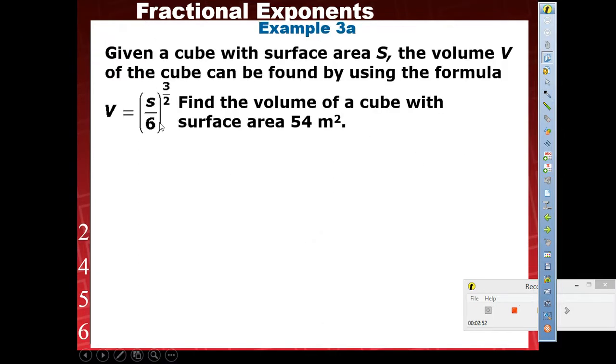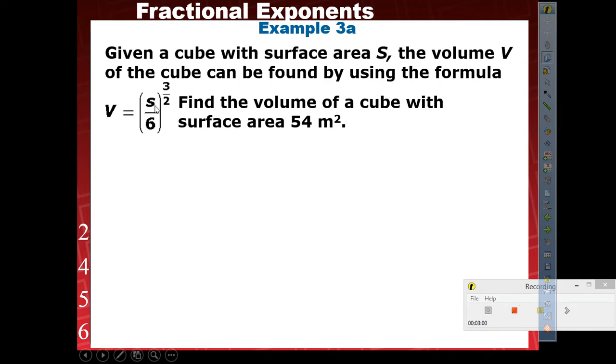We covered this one, didn't we? No? Okay. So copy this one. Example 3A. Don't copy the verbiage, but copy the formula, please. Copy the formula on your paper. Example 3A. It says, given a cube with surface area S, so the S stands for surface area, and volume V, so V stands for volume, the volume of the cube can be found by using the formula V equals S divided by 6, parentheses, to the 3/2 exponent. Are we there?